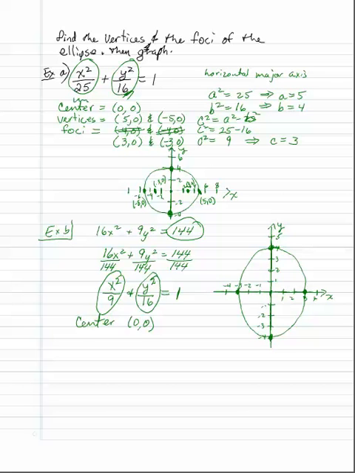Alright, and that's it. So now we just need to identify the vertices. Now again, the vertices are on the major axis, so you notice 16 is on the y, that's the bigger one. So we're going to add and subtract 4 to the y coordinate. So it's 0, 4, 0, negative 4. That's one vertex. That's one vertex. The plural is vertices. And then the foci.